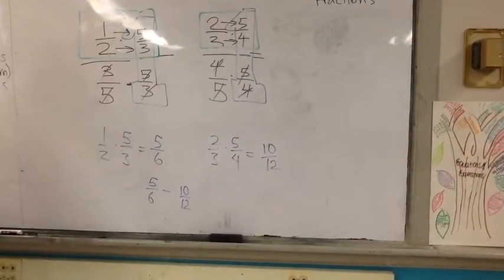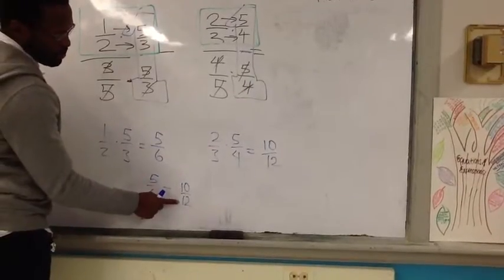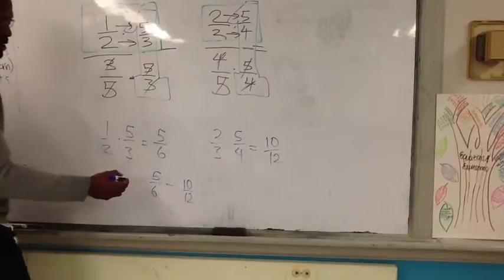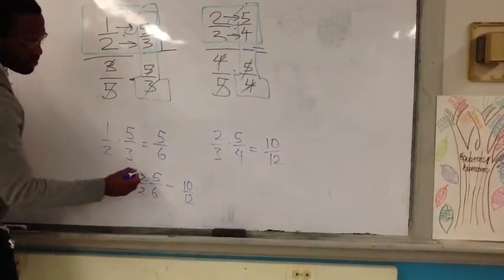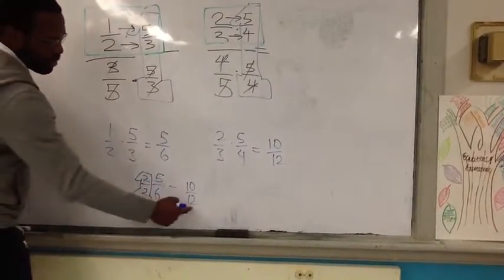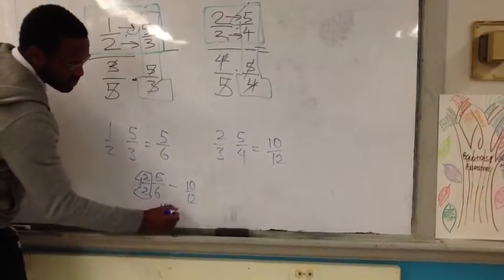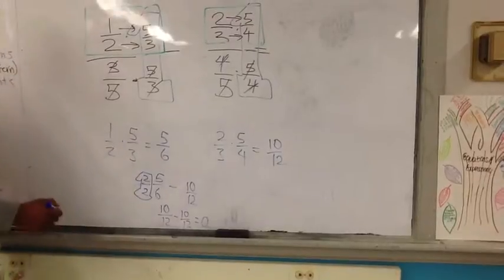Now there are 2 ways to approach this problem. So the students can divide 10 by 2 and 12 by 2 to get 5/6, but I prefer that they just multiply this fraction by 2/2 so that their denominator is equal to 12 on both sides, and they will get 10/12 minus 10/12, which equals 0.